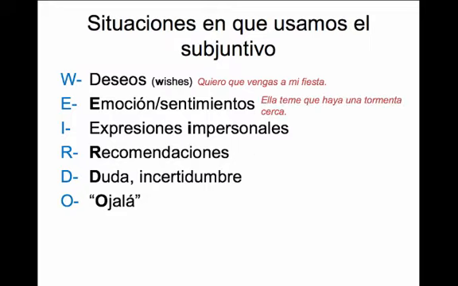The second example, ella teme que hay una tormenta cerca. She fears that there is a storm nearby. So it's not a reality. It's something that she feels, and so it's a subjunctive. Es bueno que ellos corran mucho. It's good that they run a lot. It goes with this impersonal expression, es bueno que, or es importante que.